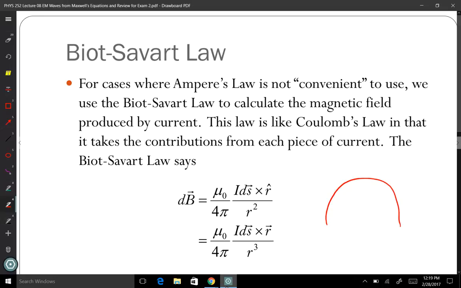If you have something like this without the complete symmetry, then you would use the Biot-Savart law. So for instance, if I have a current of I that's going through this loop and I want to find the magnetic field here, then I would say, okay, great. For this location, the radius is constant, and the ds cross r is always going to be 90 degrees. So it's just going to be ds times r. And then it becomes a simple integral. Just like last class or last test, it turned out to be a reasonably simple integral.